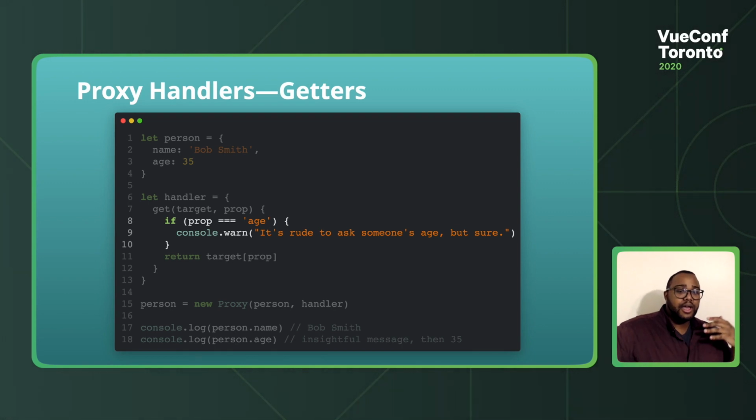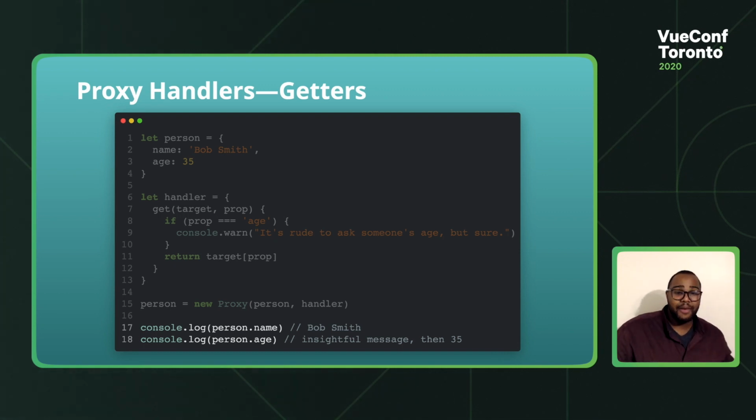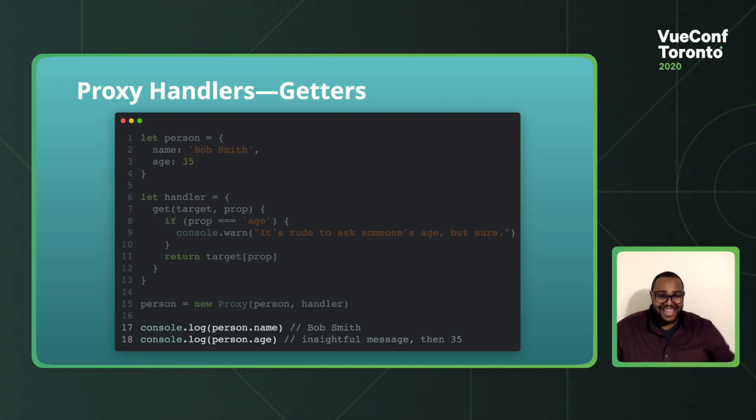So if you take a look down here at the bottom, our console.logs, if you console.log person.name, you get Bob Smith. And if you console.log person.age, the moment we access age, we're actually getting that console.warn message.